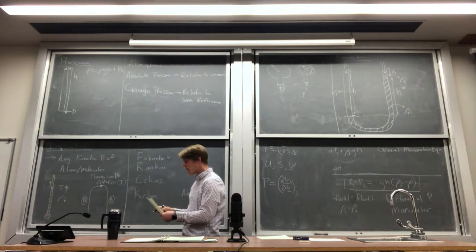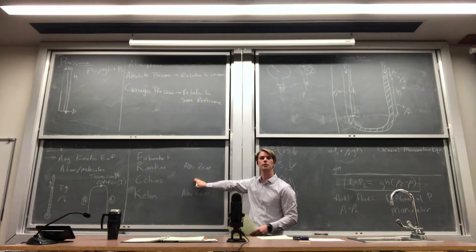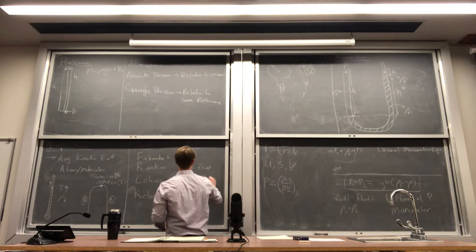So let's start with Celsius. What's the reference state for Celsius? So it's 0 degrees C. We know it's zero, but what is 0 degrees C defined as? Freezing point. Yes, water freezing point. Freezing point of water under standard atmospheric conditions.